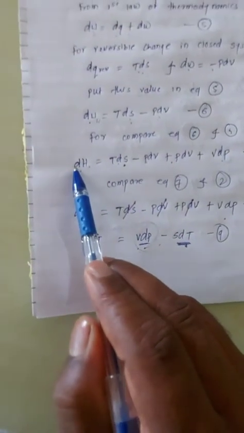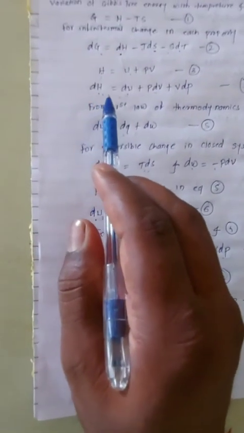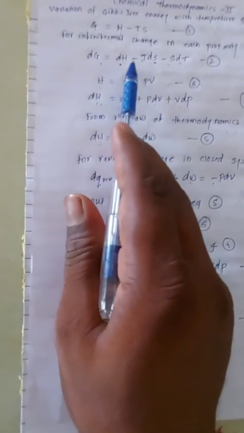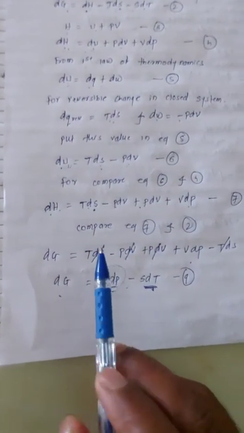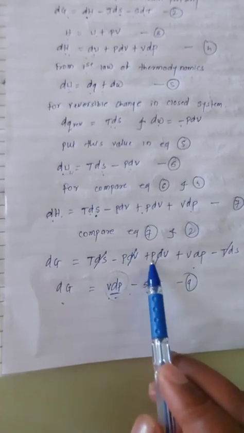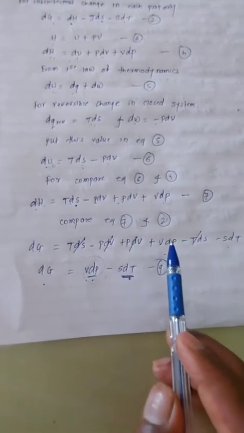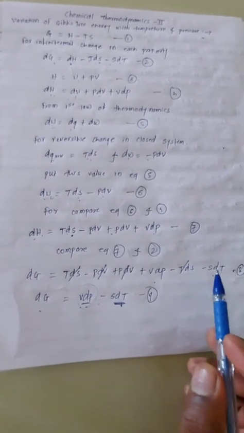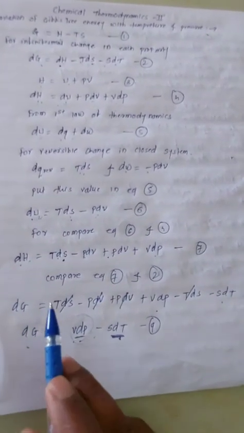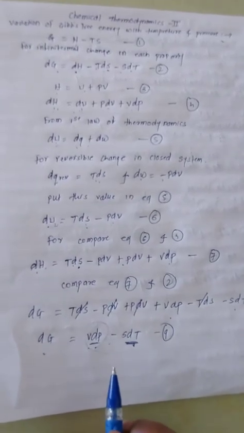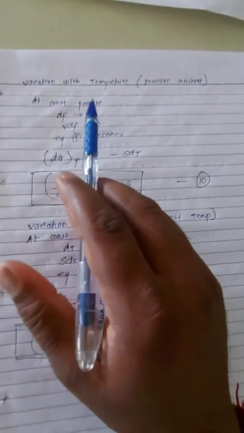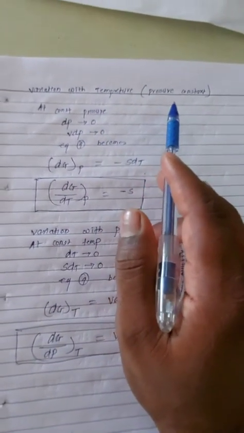Now put this dH value in equation number 2, that is dG is equal to dH minus T dS minus S dT. Substituting the dH value and the remaining terms, then cancelling the common terms, we get the final equation, dG is equal to V dP minus S dT.